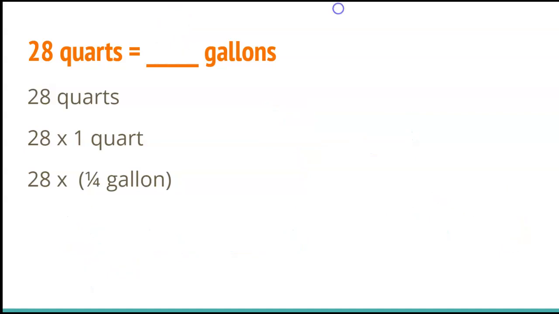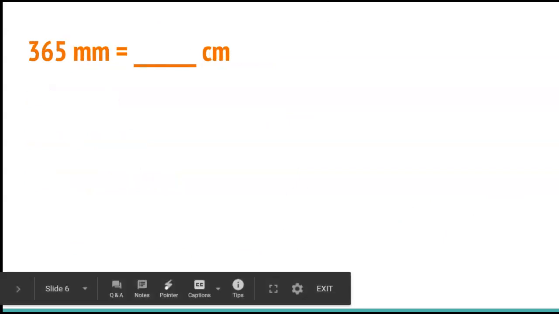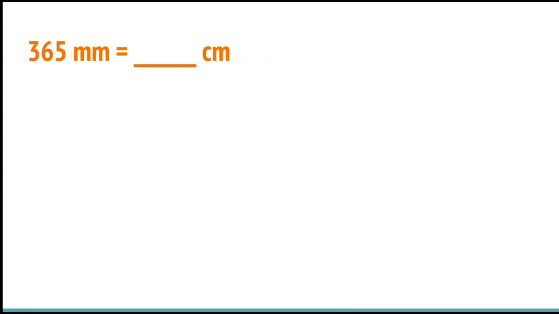Let's go ahead and do one more together, and then you'll go ahead and move to your practice. Again, go ahead and pause and try to think about how you would solve this one. 365 millimeters equals how many centimeters? Go ahead and pause and actually do it. Okay, so you should have done it, and now you've hit play for us to go over it. So again, we have that 365 millimeters.